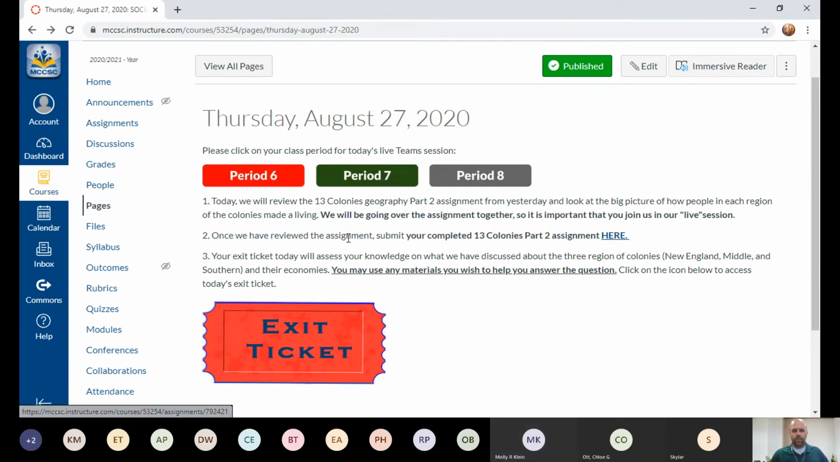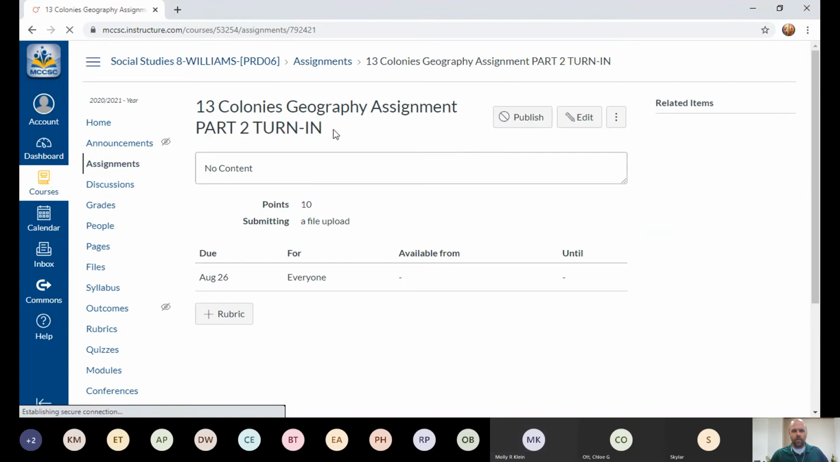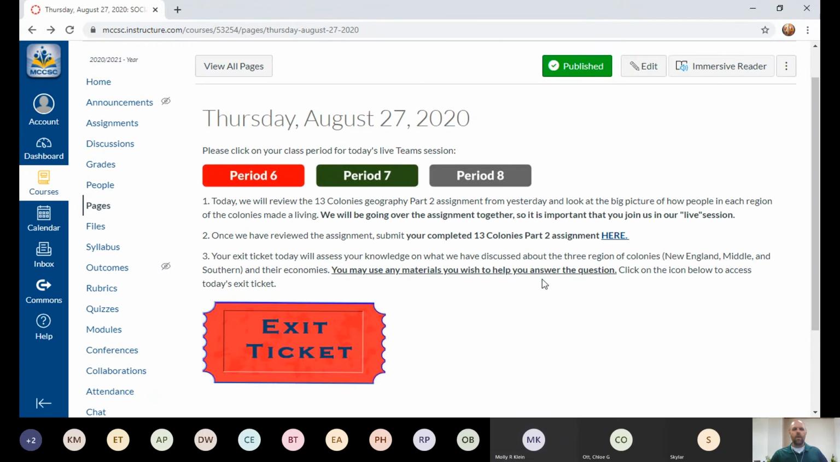Right there. So if you go back to the page for today, if you click here, okay, I'll show you. That's where it is. It'll be a turn in, okay? All right. So we just did number 1 together.